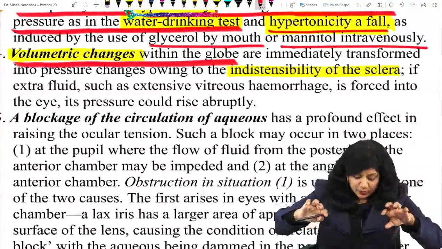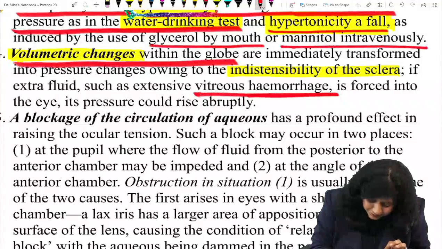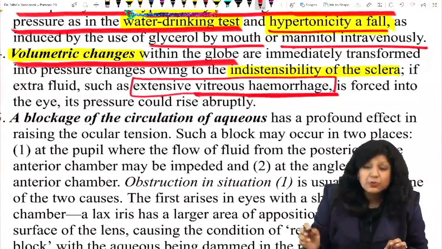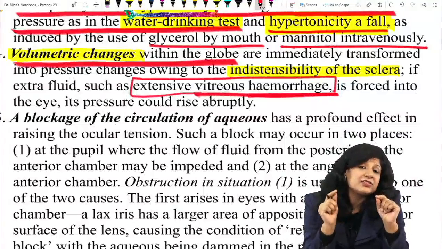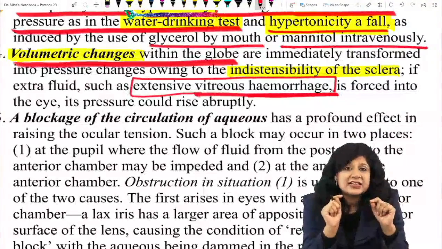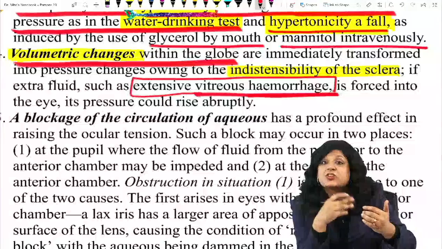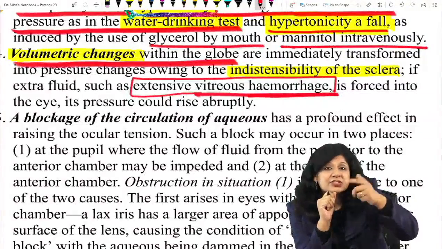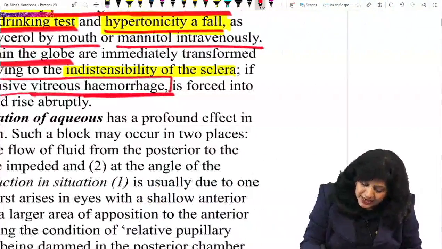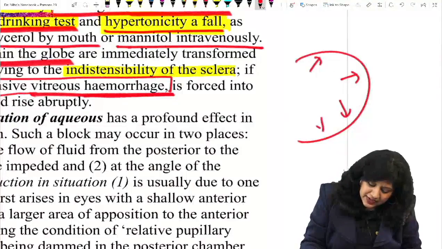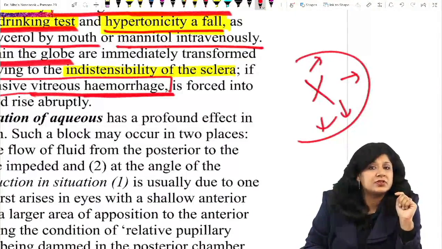Like if I have an extensive vitreous hemorrhage, they have given you a very easy to understand example. Suppose I have a very high vitreous hemorrhage, will I have raised intraocular pressure or not? Yes, the answer is yes. The reason is that the sclera is very rigid, it is not elastic in adults. If it occurs in children, then up to some limit it is able to compensate, because it will lead to distension of the sclera. But in adults this is not possible because the sclera is rigid. That is why it will immediately lead to raised intraocular pressure.